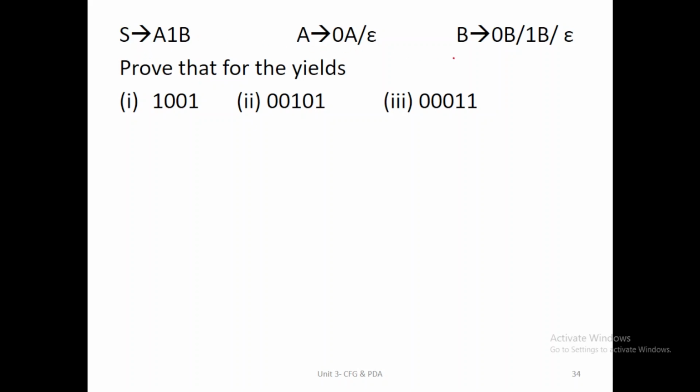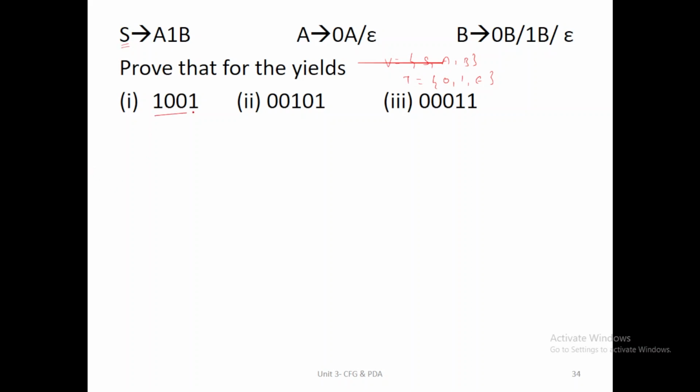This is the grammar. There are three non-terminals available: one is S, the second one is capital A, the third one is B. So there are three variables in the given grammar. And the terminal symbols are 0, 1, epsilon. Productions: 1, 2, 3, 4, 5, 6, six productions are available. The start symbol is S.